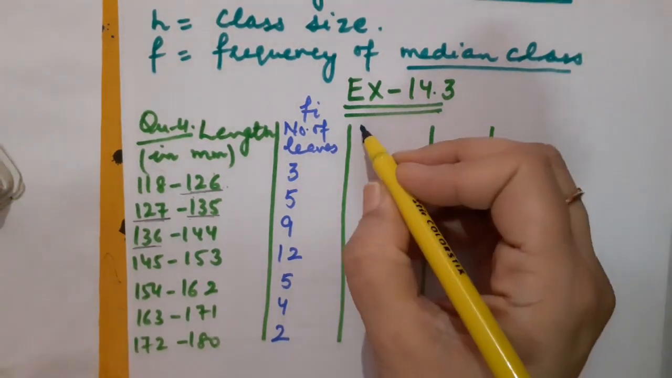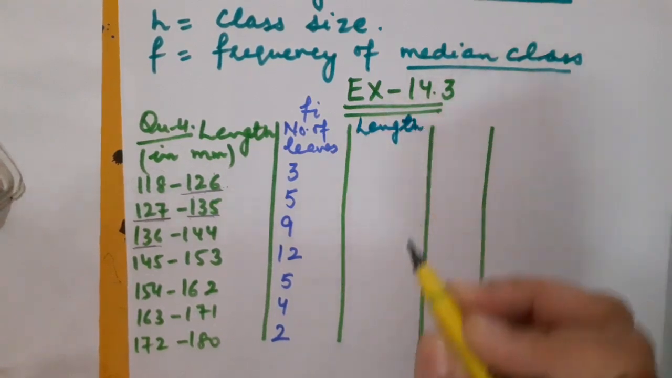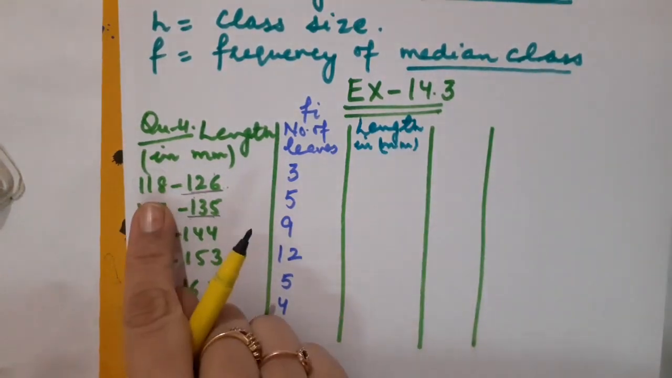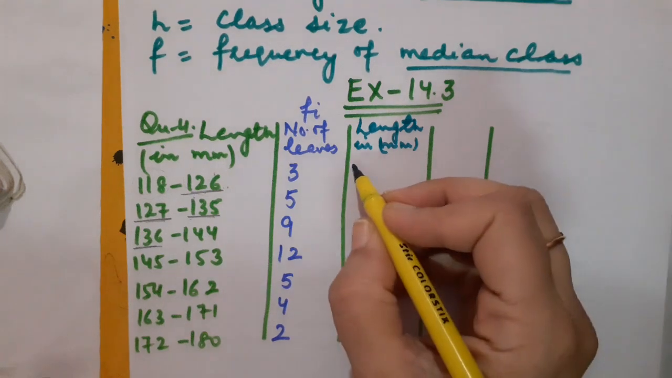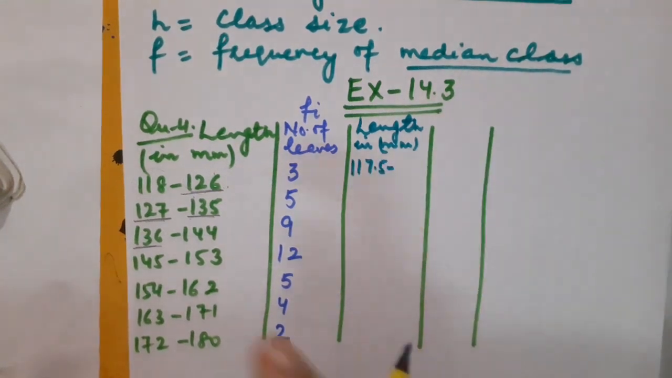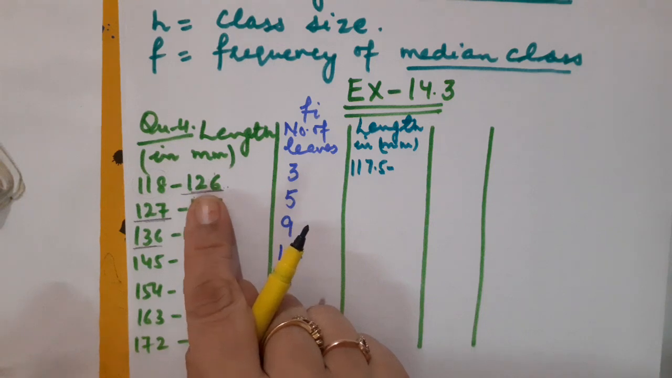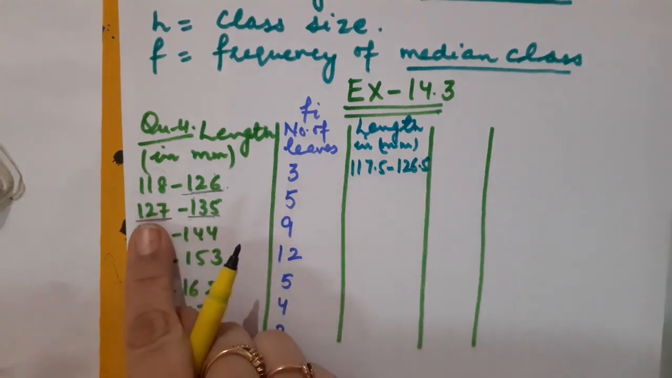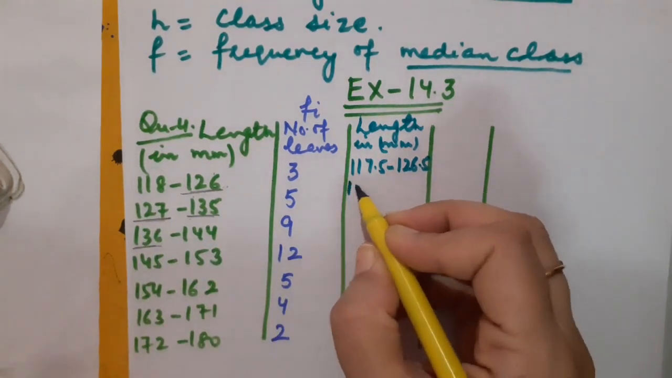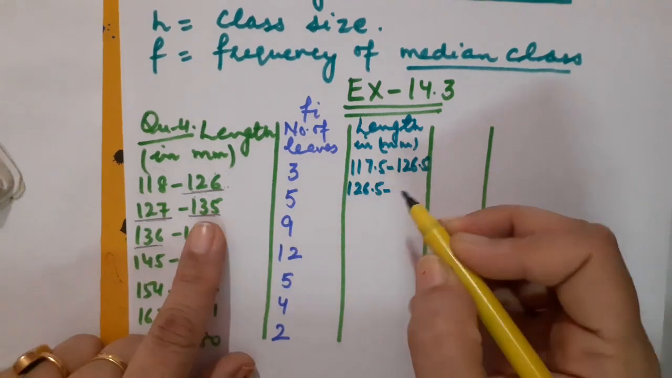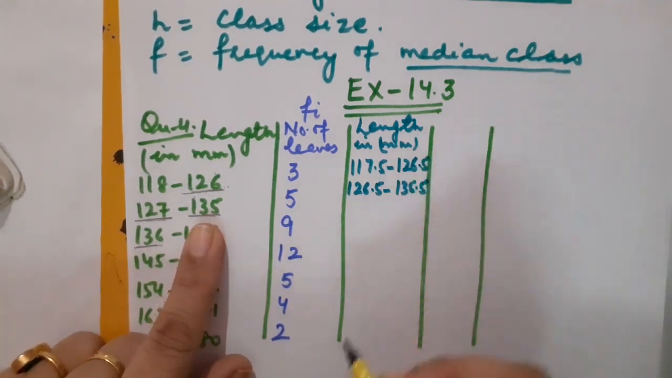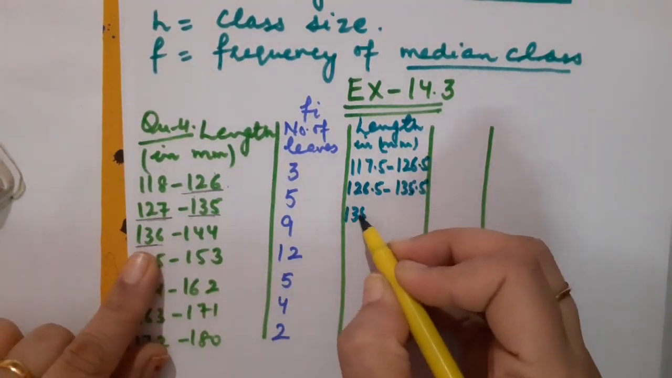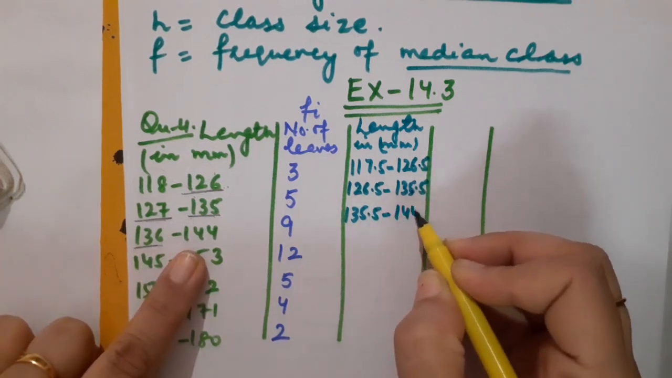Now the actual length of the leaves in millimeters will be, let us subtract 0.5 from 118, it would become 117.5. Then we will add 0.5 to the upper limit, it would become 126.5. Correct? Now subtract 0.5 from 127, it would become 126.5 to 135.5. Got it? Now subtract from here, it would be 135.5 to 144.5.